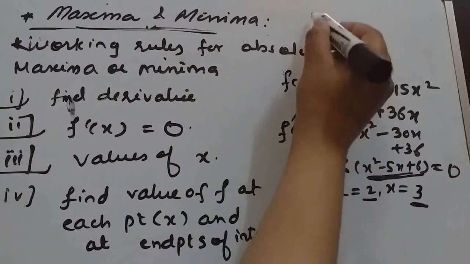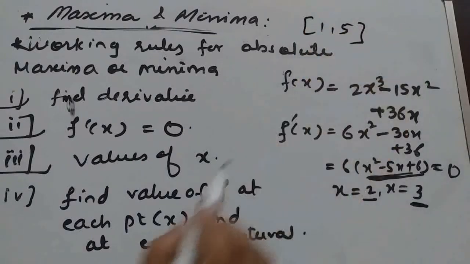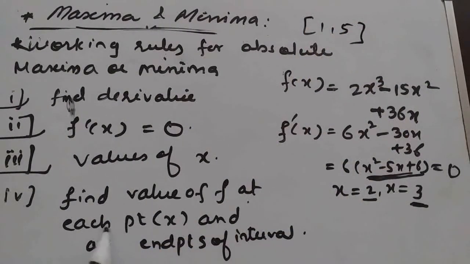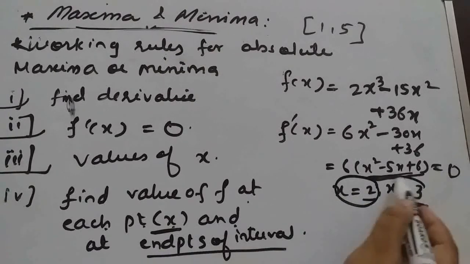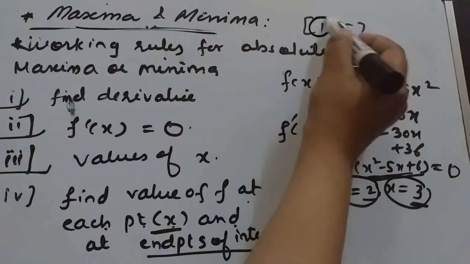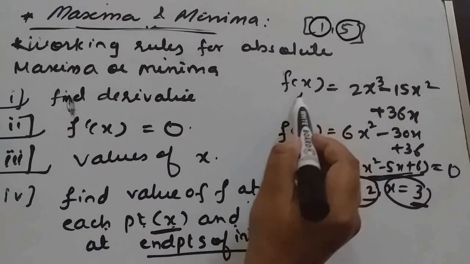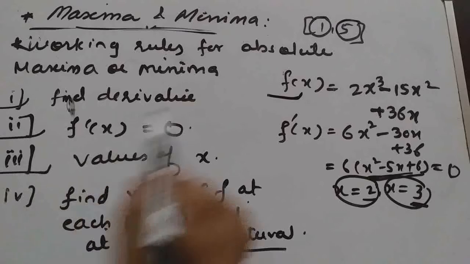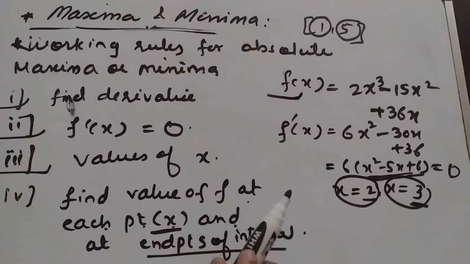And suppose interval is 1, 5. So find values of f at each critical point and at the end points of the interval, means x equal to 2, x equal to 3, and x equal to 1, and x equal to 5. We have to substitute in this function. And from there we can check which value is lowest, which value is highest. So that point is absolute maxima and that particular point is absolute minima.